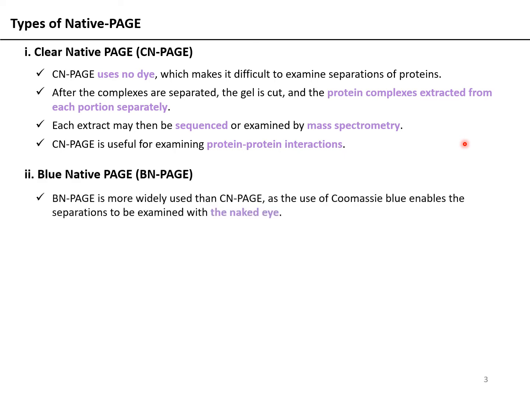The next type we have is blue native PAGE or BN PAGE. So BN PAGE is more commonly used compared to CN PAGE, and it's simply a modification of CN PAGE wherein the gel is stained with Coomassie blue, which allows the separations to be examined with the naked eye. Because you're now staining the protein, you can visualize the protein with your naked eyes.